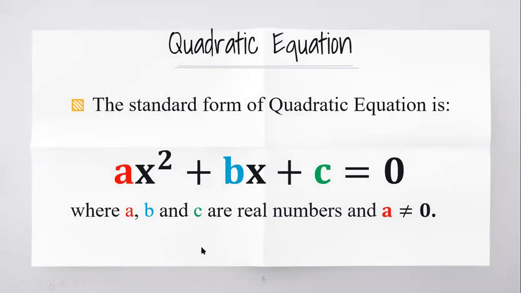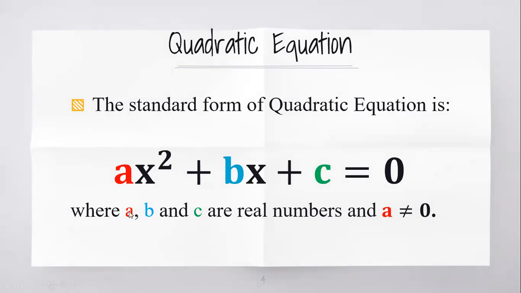Furthermore, we have the standard form of quadratic equation. So ano po yung standard form niya? So that is ax squared plus bx plus c is equal to 0, where a, b, and c are real numbers and a must not be equal to 0. So why po na ang ating a must not be equal to 0? Because if a will become 0, therefore, it will no longer be called a quadratic equation.